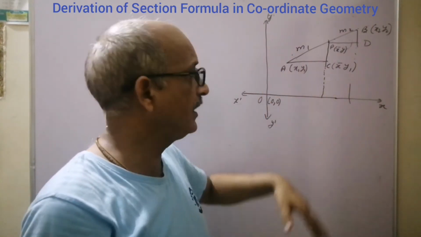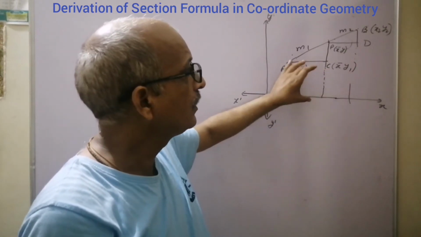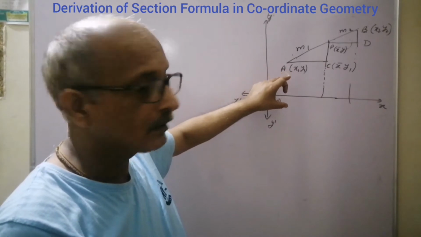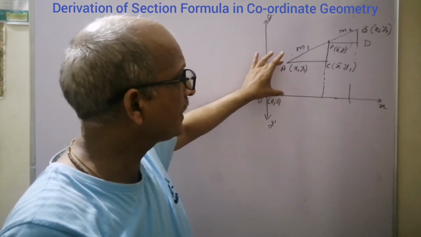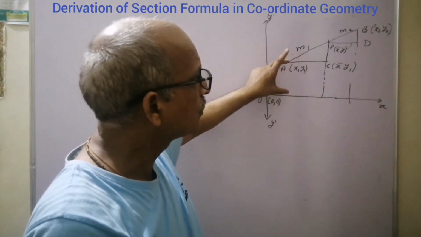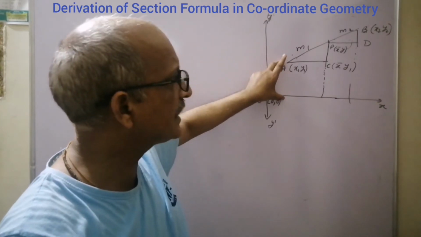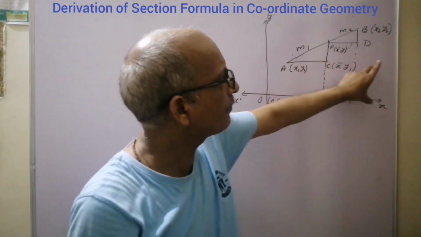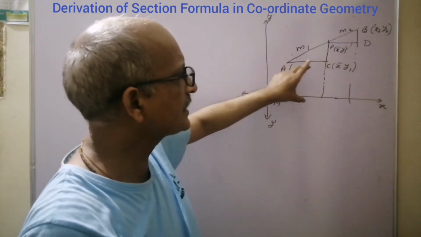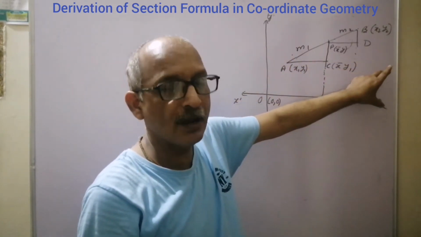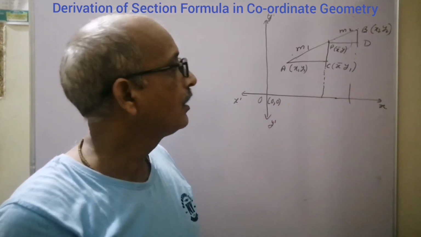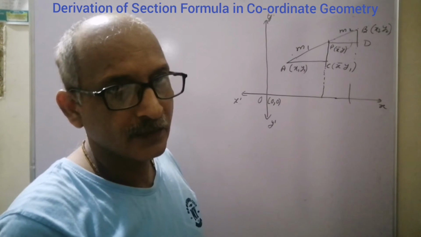Now for y coordinate, what is the coordinate of A? X1, y1. So y coordinate of A is y1, so distance of A from x axis is y1 unit. Similarly, everywhere parallel to x axis the y coordinate is y1. So coordinate of C is x bar, y1.